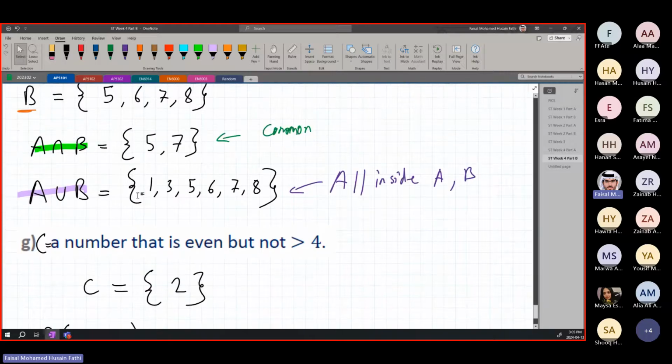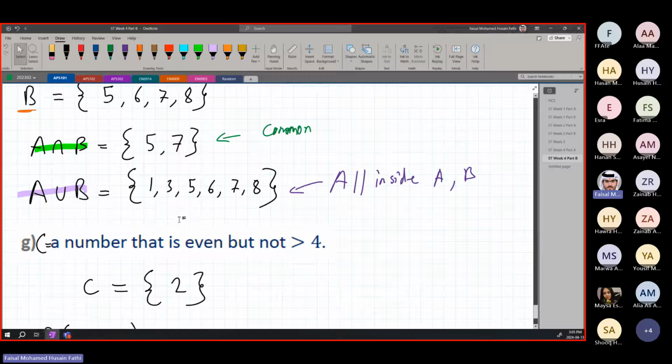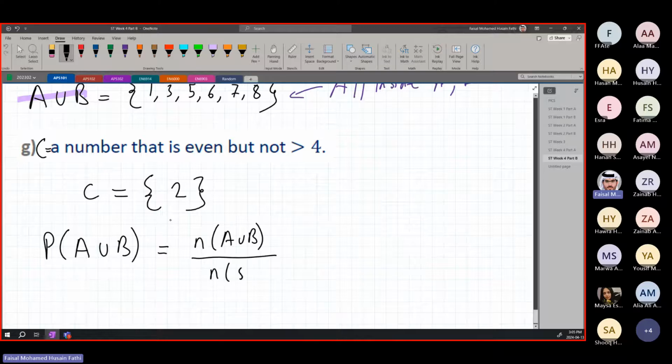Again, very simple. Now that we have the samples, it is directly in front of us. We can find out all the values directly. So you know that P(A union B) is going to be simply equal to N(A union B) over N of the total sample space.